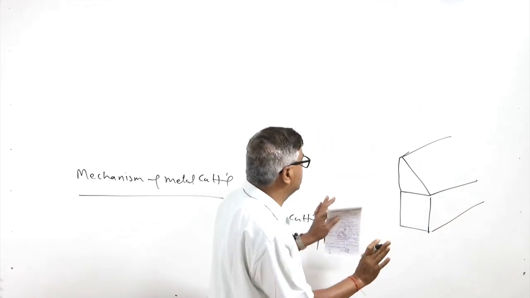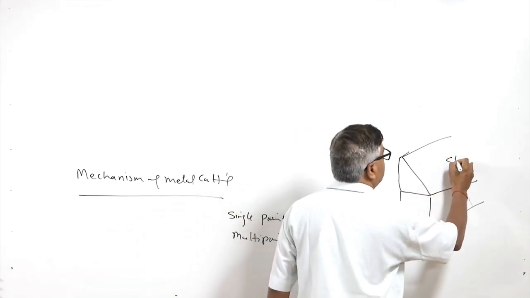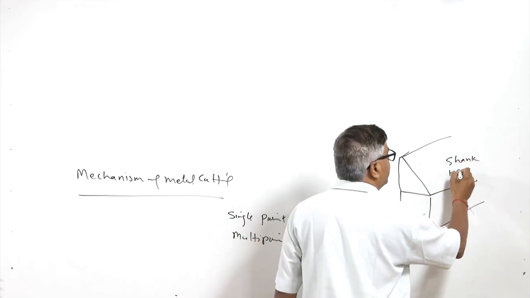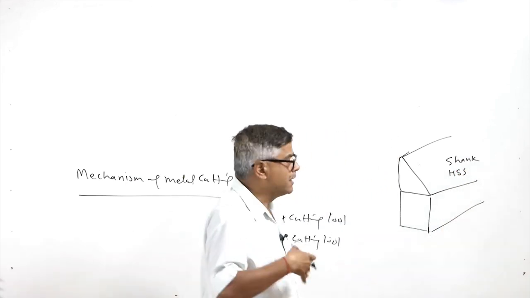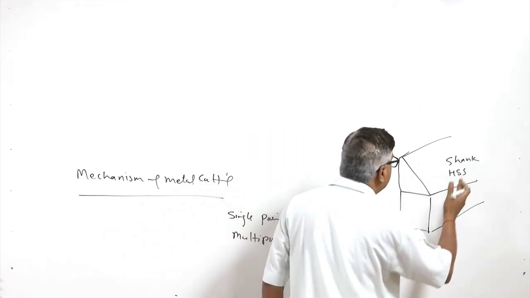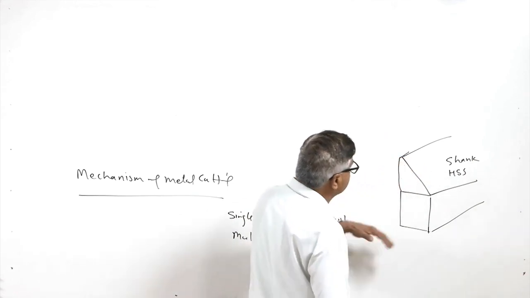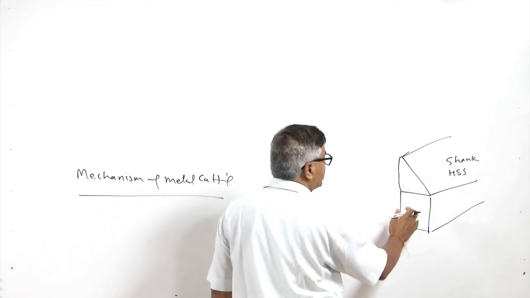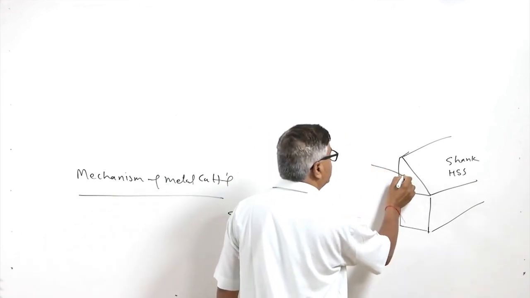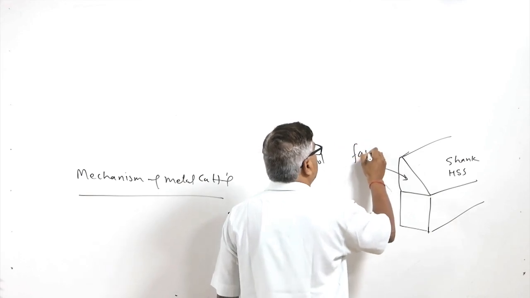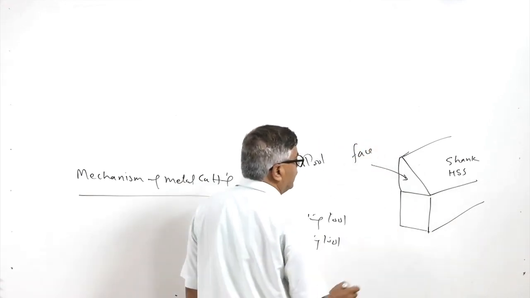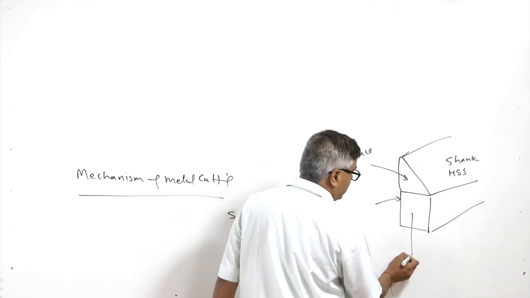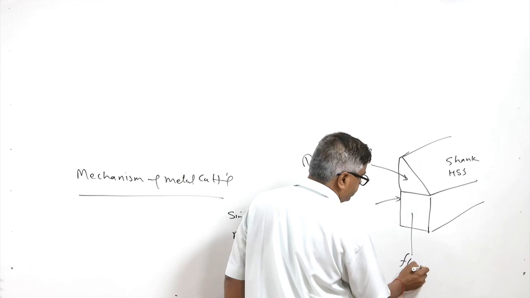So, this is basically the shank. It may be made of high speed steel or cast cobalt alloy or any other material, and this end is subjected to the tool grinding process, so that the different surfaces can be generated. This top surface is called the face or the rake face, and these two surfaces, on both sides, will be termed as the flank.